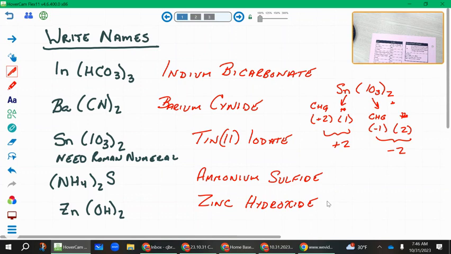Now, the only one of these that needs a Roman numeral is tin. That's it. It is the only one.